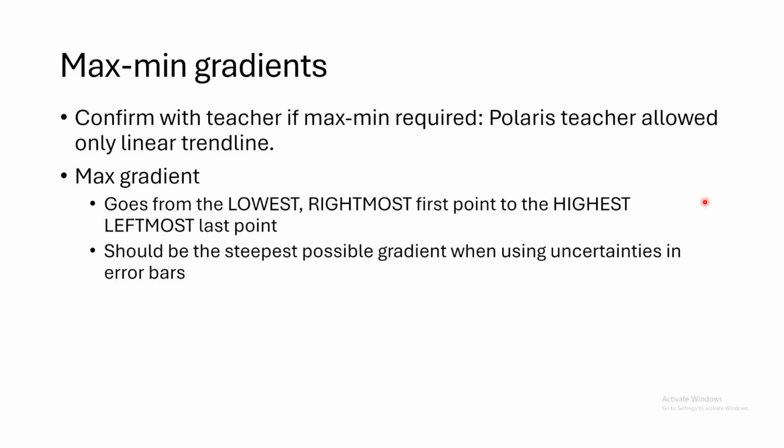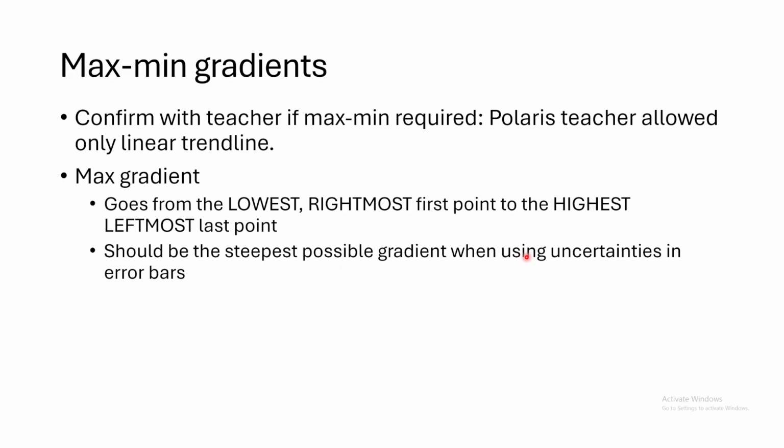For your max gradient, what it should do is go from the lowest rightmost first point. So for your first data set, you'll have horizontal and vertical error bars. The max gradient's first point should be the lowest and rightmost possible of that data set, and it should connect to the highest leftmost last point. And this should be the steepest possible gradient when considering the uncertainties in error bars.